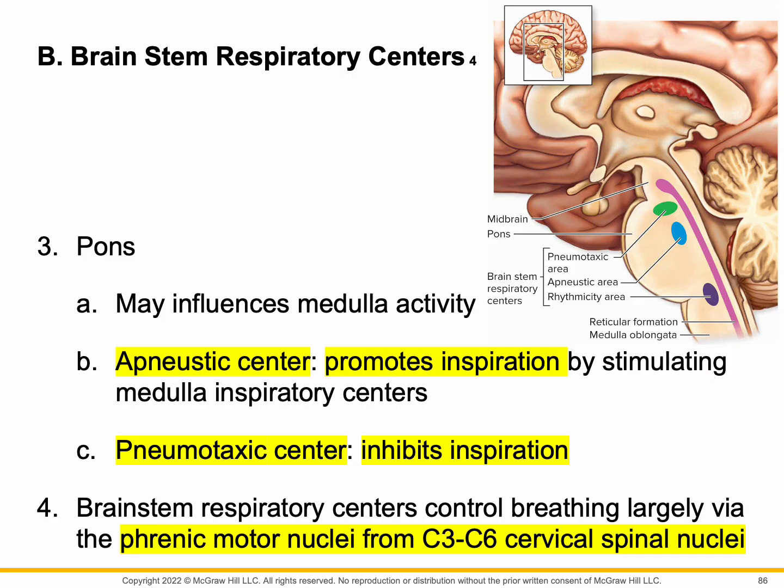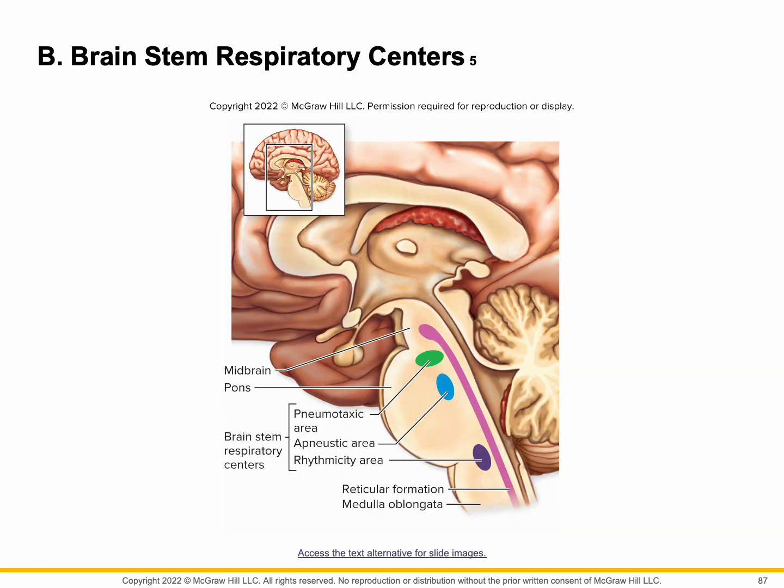The brainstem respiratory centers control breathing largely by way of the phrenic motor nuclei from the C3 to C6 cervical spinal nuclei. Here we can see the brainstem respiratory centers, the midbrain, pons, and reticular formation in the medulla oblongata. The pneumotaxic area and apneustic area are located in the pons, whereas the rhythmicity area is in the medulla oblongata.